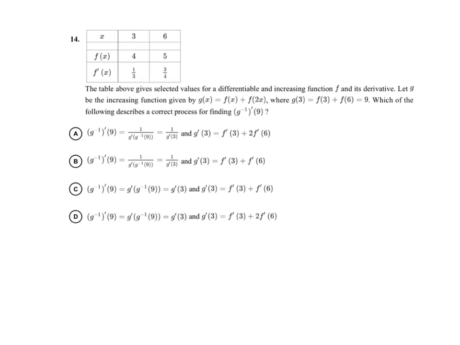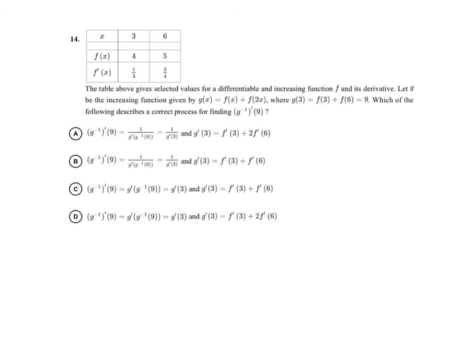Okay, next one, they give a table of f and f prime at a couple different x values, and they give you the value at those x values. Okay, the table above gives selected values for a differentiable and increasing function f and its derivative. Let g be the increasing function given by g of x equals f of x plus f of 2x, where g of 3 equals f of 3 plus f of 6, which equals 9. Which of the following describes a correct process for finding the derivative of g inverse at 9?